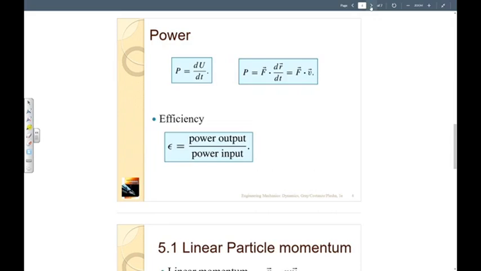Power, this was more like a little stop along the way. We had two definitions of power. We said it was a time rate of change of work, so power is dU/dt, or force dotted with velocity. Remember when we did this, say we were looking at a motor pulling in cable.